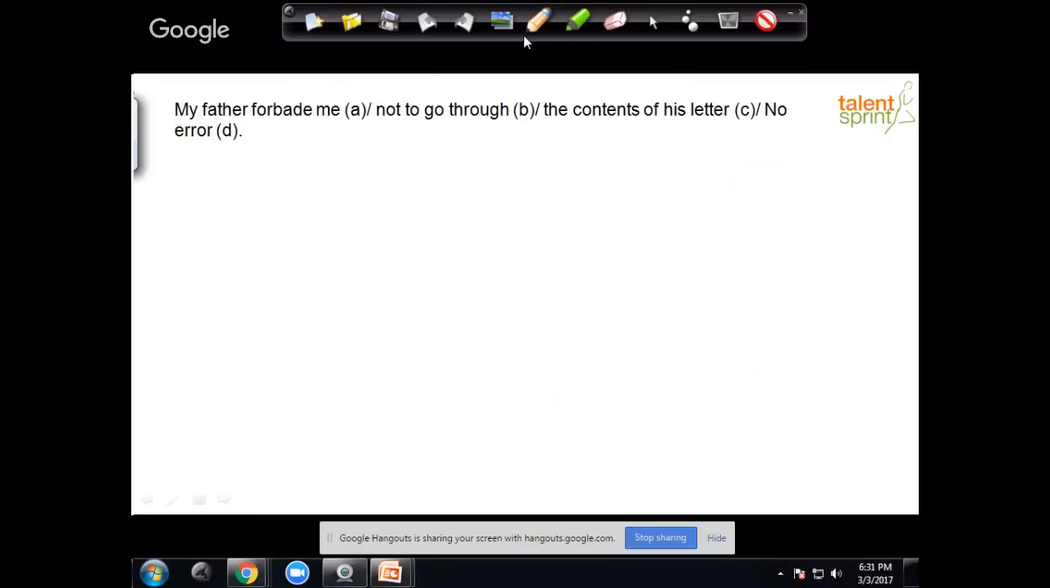The other. Okay. I'll tell you what your clue word is for this. Okay. The clue word is forbade.